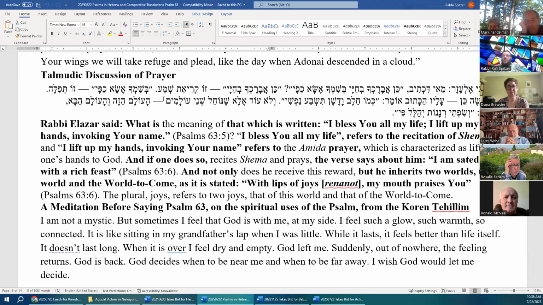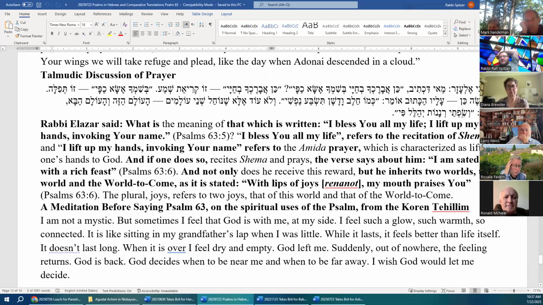You also receive a reward in the world to come. And so verse 6, "Kamochele vadeshen tisba nafshi," like a rich feast, my soul is satisfied. Okay. And then the second part of that verse, "Visifte rinanot yalel pi."